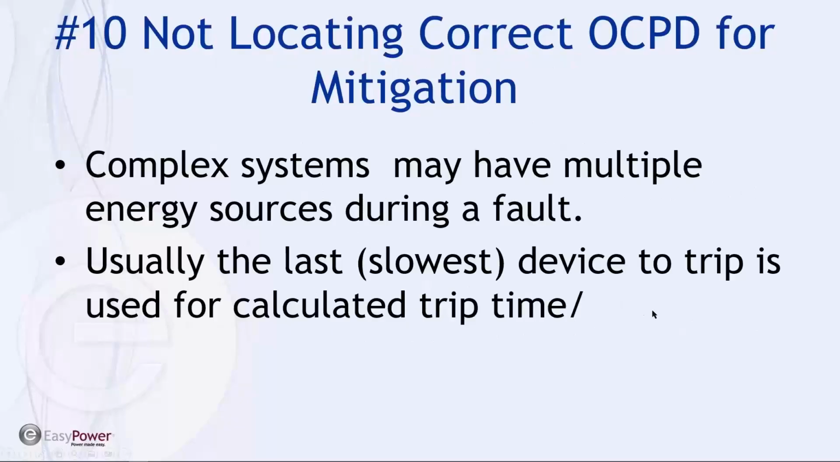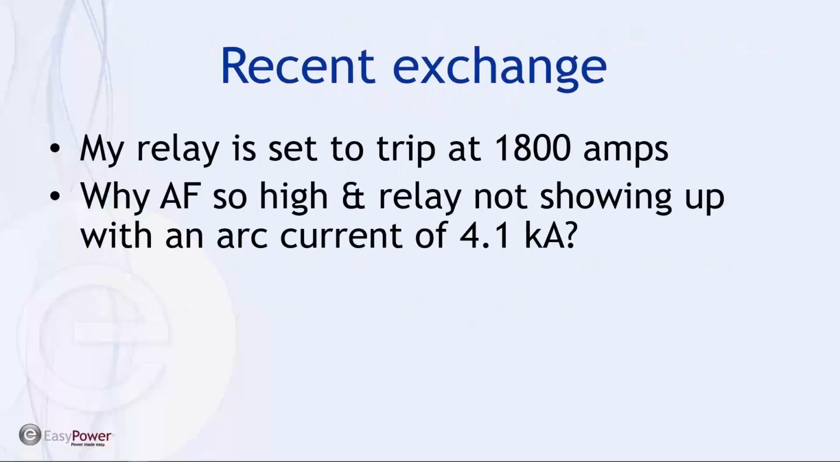Now, this is something that affects seasoned veterans doing arc flash. I run into people having the issue of not being able to locate the correct overcurrent protection for mitigation on complex systems, especially when they have a low current source that doesn't necessarily trip on every fault. And you see this in alternate renewable energy applications and in others. A recent exchange involved the question, hey, how come when I'm adjusting my relay that's set to trip at 1800 amps, it's not affecting my arc flash incident energy?